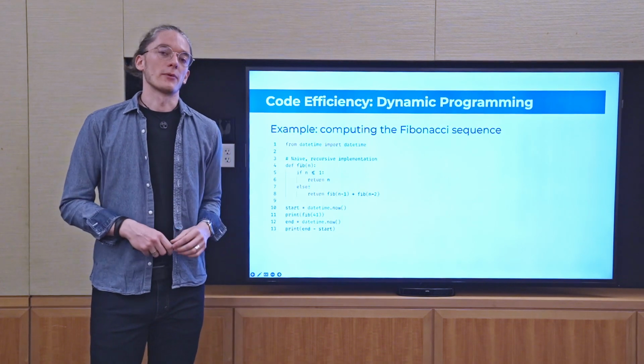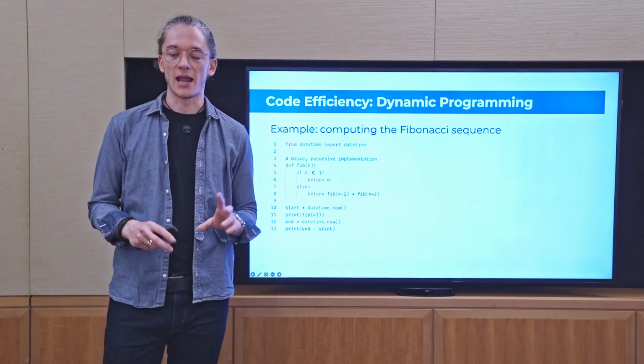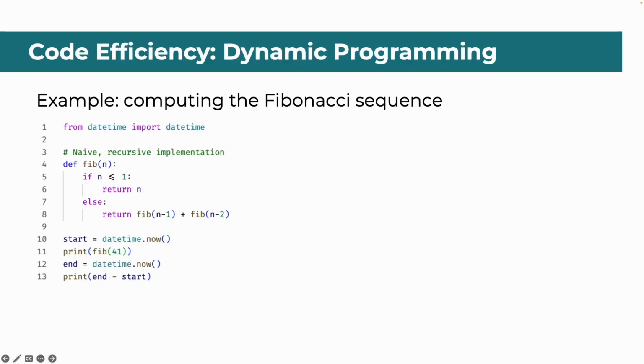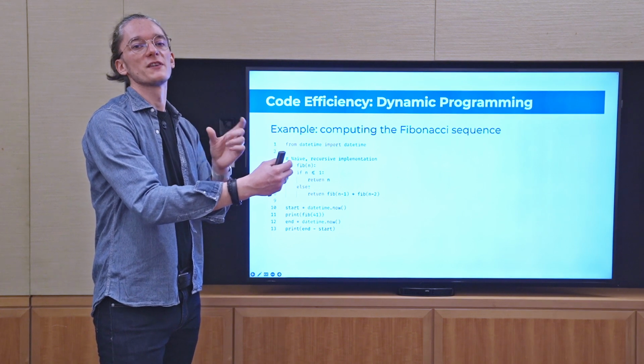Let's also look a little bit into code efficiency. I brought an example about dynamic programming. This example here computes the Fibonacci sequence. The Fibonacci sequence is a sequence of numbers that has applications in natural sciences, but basically it's just a sequence of numbers where one number is the sum of the two preceding numbers.